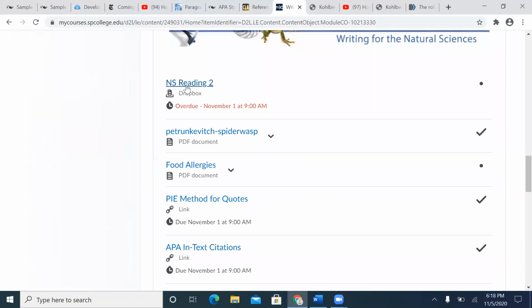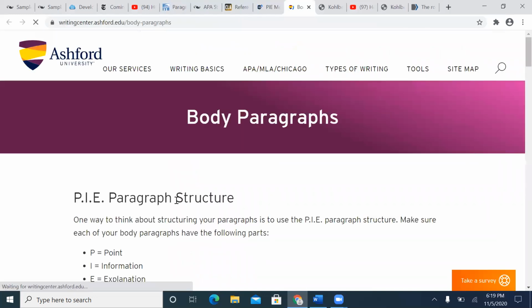Then we went into reading Natural Science 2, and you had 2 options to choose from, either The Spider and the Wasp, which was more of a science-based but yet literary piece, and then the food allergies piece. We're actually going to work with this food allergy piece this evening, but we'll come back to that in just a couple minutes.